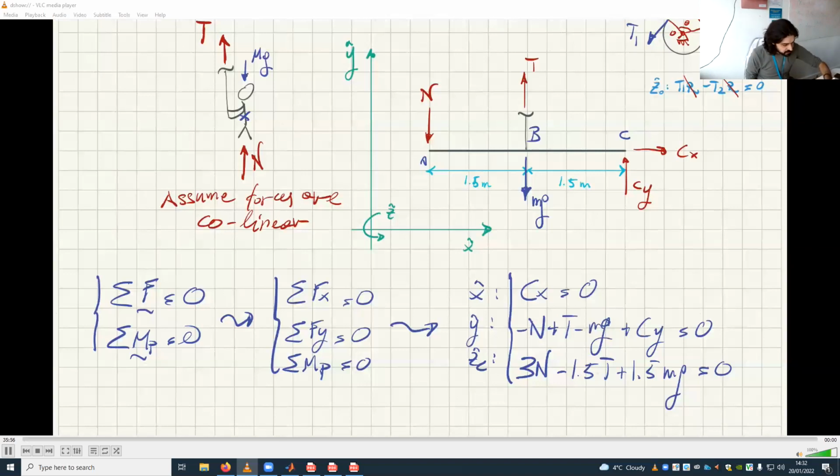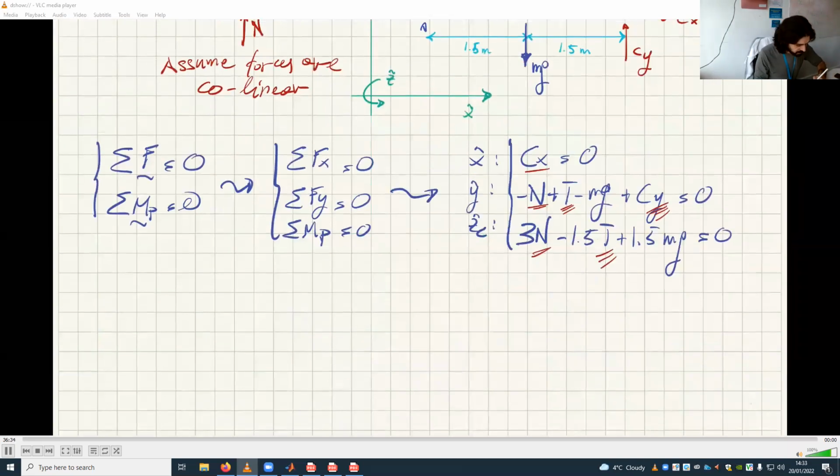So let's count the unknowns. 1, 2, 3, 4. This is the second unknown, this is the third unknown, and that's it. We have 4 unknowns in 3 equations. What's missing? There is another relation that we didn't explicitly write in formulae. It's on the screen. It's the free body diagram of the man, because that also contains a relationship between T and N, which are 2 of our unknowns.